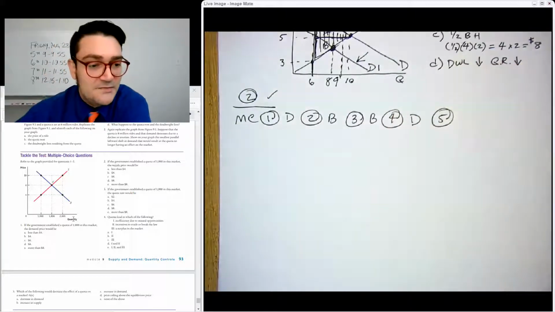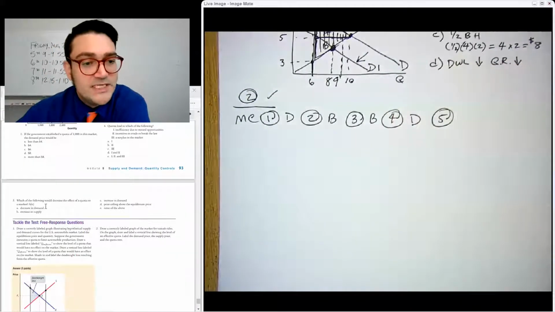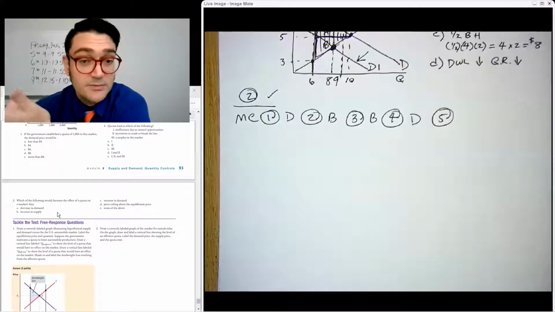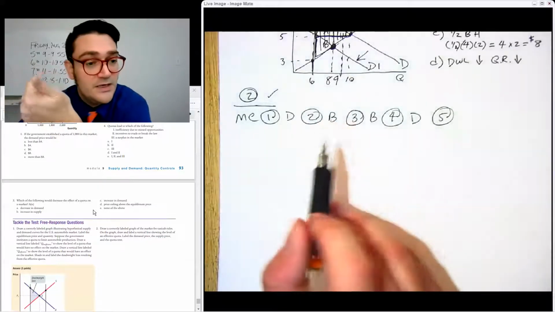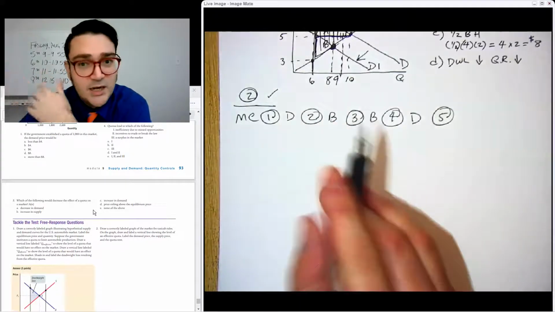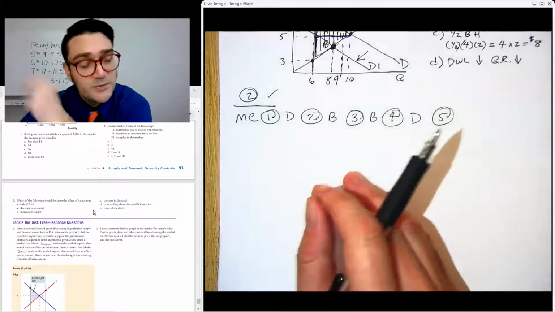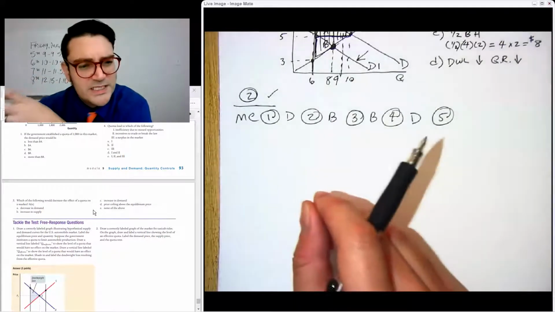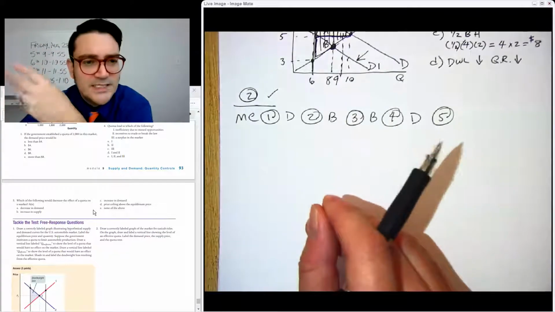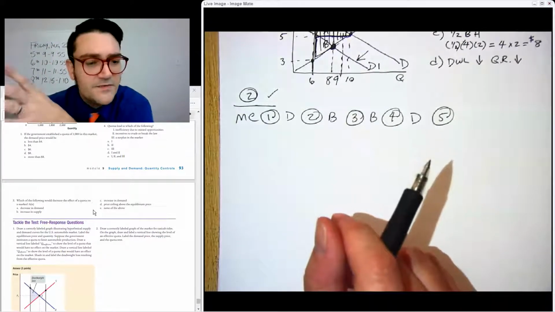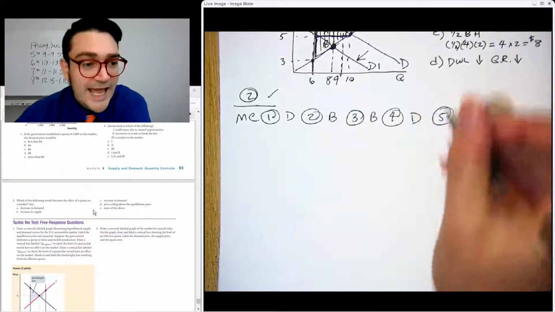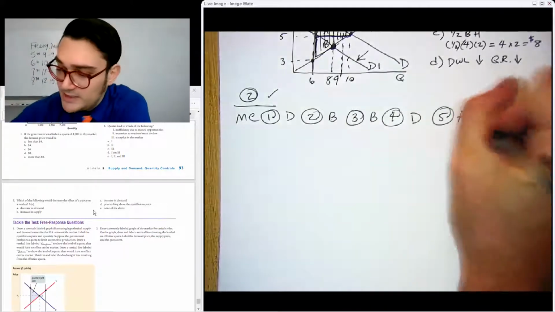And number 5, let's scroll down, which of the following would decrease the effect of a quota on the market? A decrease in demand, yeah, because we actually saw that in number 2, right? We saw that the quota wouldn't be as effective. And then increase in supply, no, that would make the problem worse. Increase in demand would make the problem worse. A price ceiling above that doesn't even have any effect. The D doesn't do anything. And E, none of the above, well, that's not true. So a decrease in demand is the correct answer.